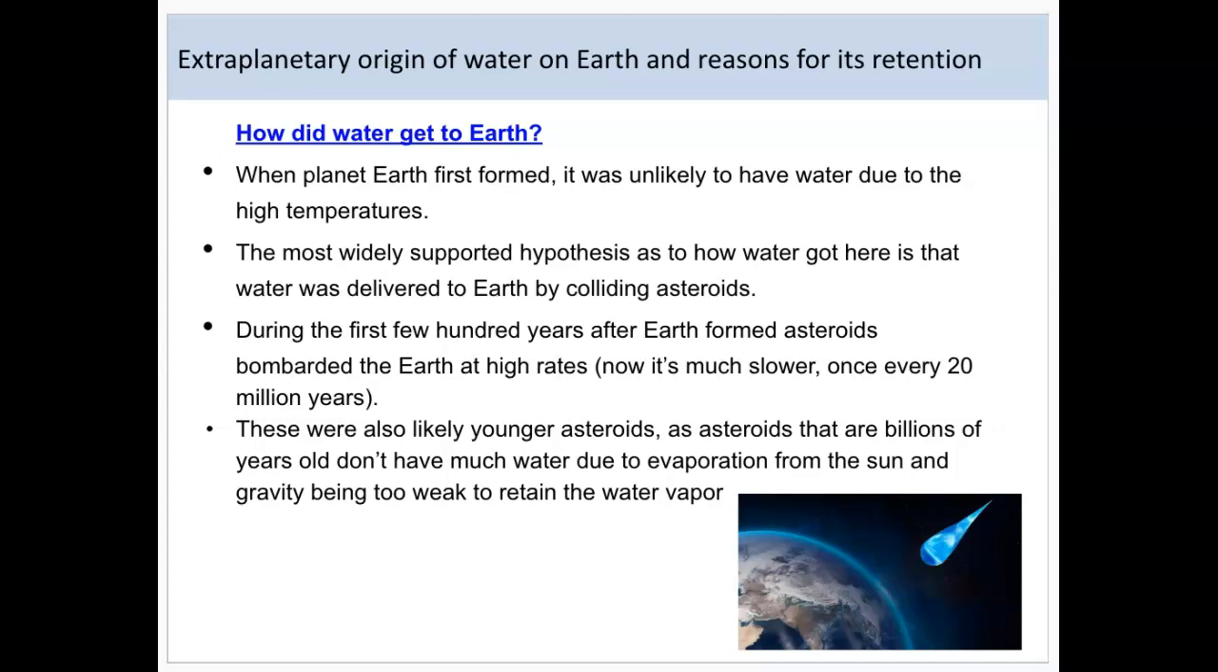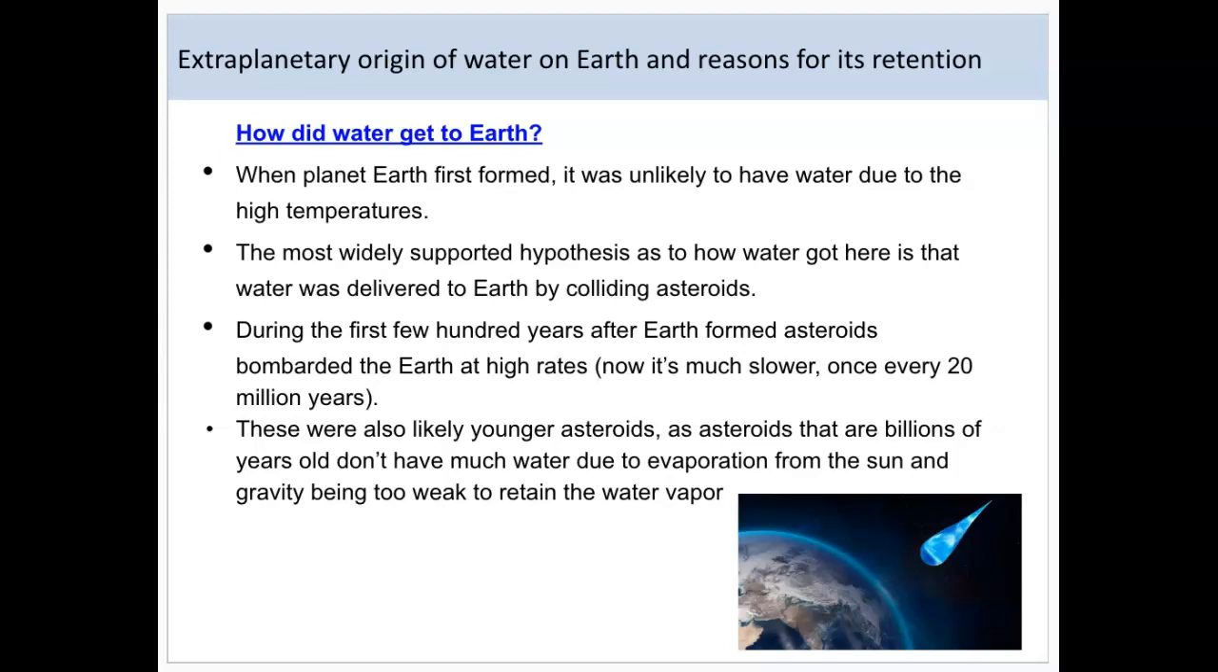the most widely supported hypothesis thus far is that water got to Earth by asteroids colliding with the Earth and bringing water with them. During the first few hundred years that Earth was forming, there were lots and lots of asteroids bombarding the Earth, so extremely high rates of asteroids. And then it slowly started to slow down about 2.5 billion years ago. It became much slower. So now it's about once every 20 million years.